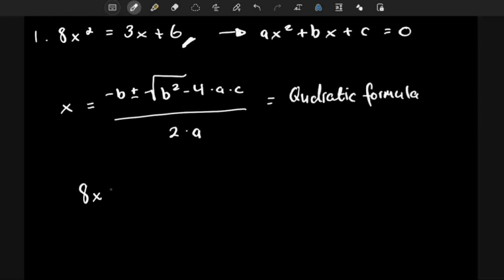So 8x squared is already in the right spot. And as you can see here, 3x is on the right. We need to move that to the left. So 3 would become negative. And it goes to the same as 6.